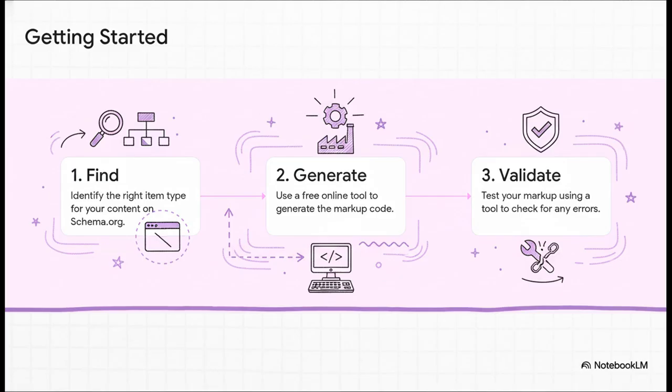And here's how you do it. It really just boils down to 3 simple steps. First, you go to the schema.org website and find the right category for your content. Second, you use one of the many free online tools, a schema generator, to create the code for you. You just fill in the blanks. And third, and this is important, you test your code using a tool from Google to make sure it's all working correctly before you put it on your site.